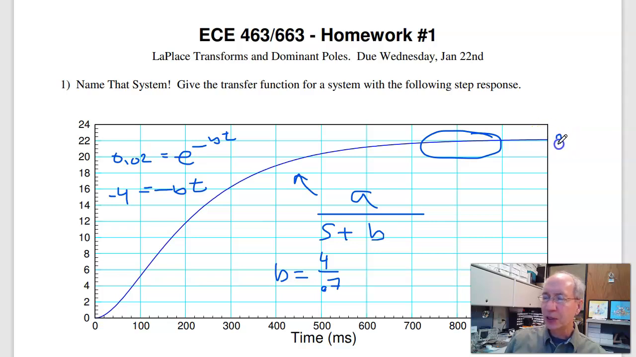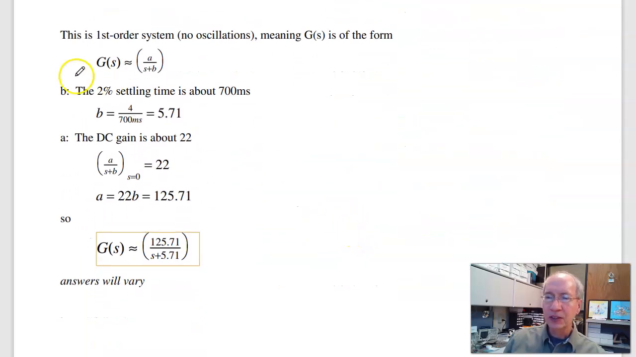The DC gain is about 22. So G of S, as S goes to 0, should be 22. Solve for A. So put that all together. I solve for B. B is about 5.71. Solve for A. A is 125. This is the transfer function.